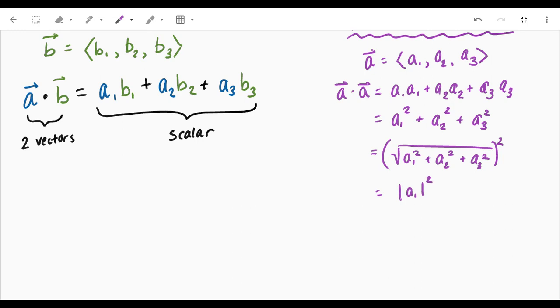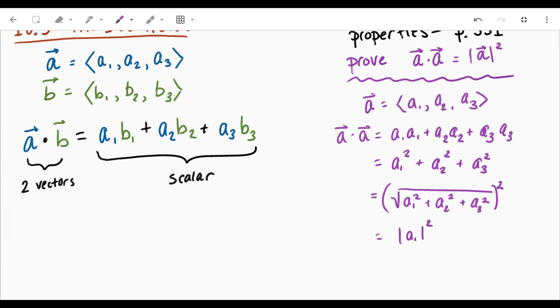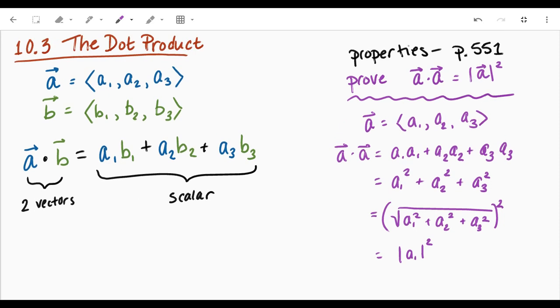Okay, I think they show fewer steps in the book because that's kind of a straightforward one, but definitely look at the other ones, because those get a little bit more complicated. And again, you will have quizzes where you have to perform proofs like this. So make sure that you are reviewing how to do those.